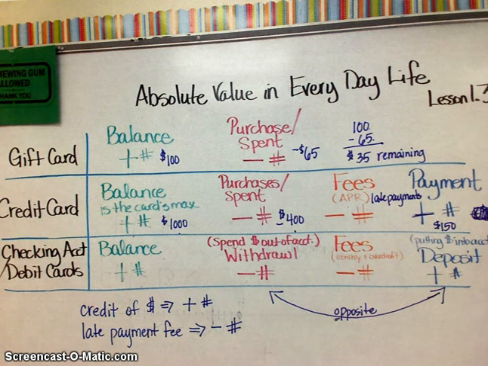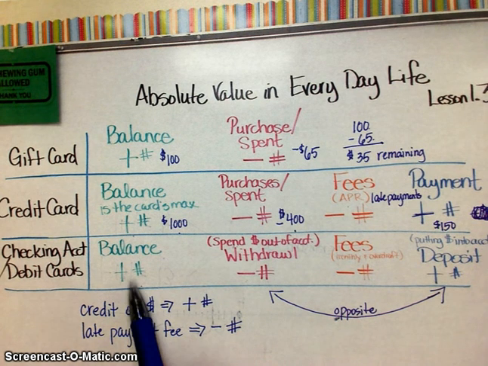The last way that we can use absolute value in everyday life is to use our debit card. Now, we talked about how a gift card, a credit card, and a debit card all look very similar. But debit cards are directly linked to your checking account, to where it only allows you to use the money that you have available to you in your account. And I hope and pray at the beginning of the month, your balance in your account is positive. So whenever you look at a balance, that's a positive number.